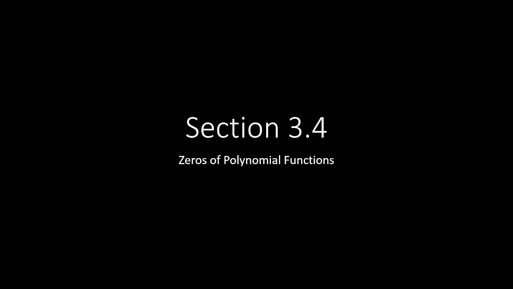Session 3.4 is about finding the zeros of polynomial functions. Now we know what a polynomial function is, and we looked at different ways of finding zeros: the quadratic formula if it's a quadratic function, and if it's more than that, use division or factoring. Here we're going to look at different theorems.